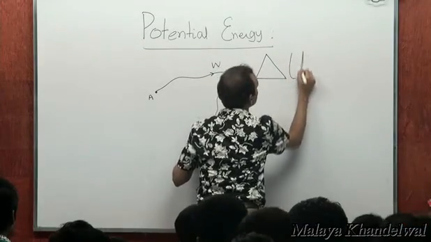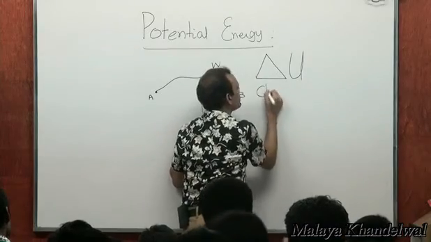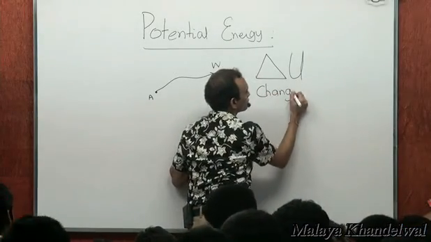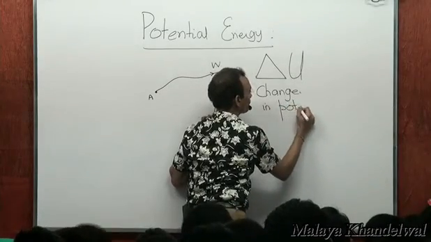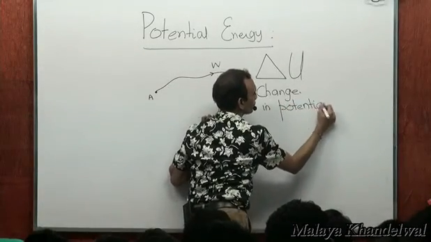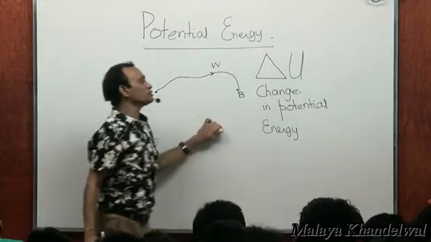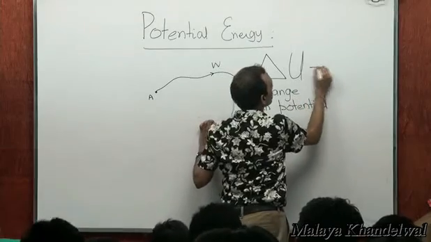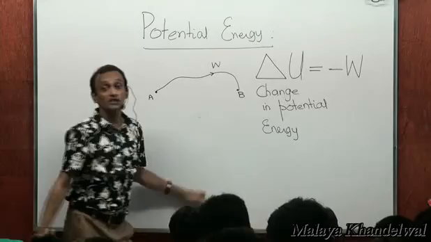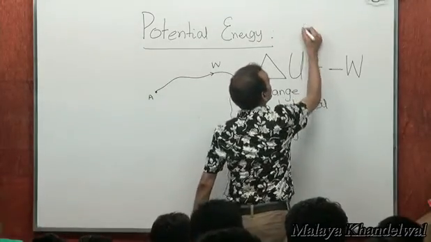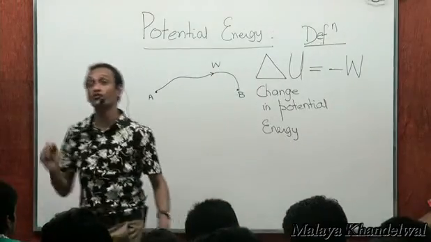Delta U, delta means change. Change in U. U is the potential energy. The change in potential energy between A and B is defined as negative of the work done from A to B. This is the definition of not the potential energy but the change in potential energy when the particle goes from A to B.